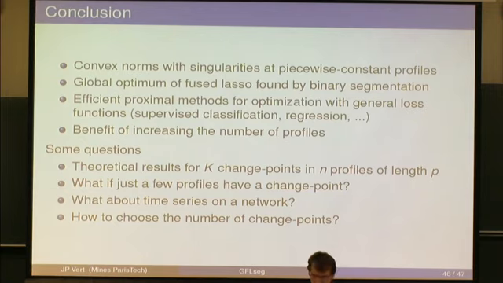Other things that could be interesting are when you have time series on a network, so it's multidimensional, but you have one signal at each node of a network. Then you might have other constraints in terms of computation, like who can communicate with whom. These techniques could perhaps be adapted to this setting to make efficient procedures for multidimensional time series on a network by changing the penalties a bit.